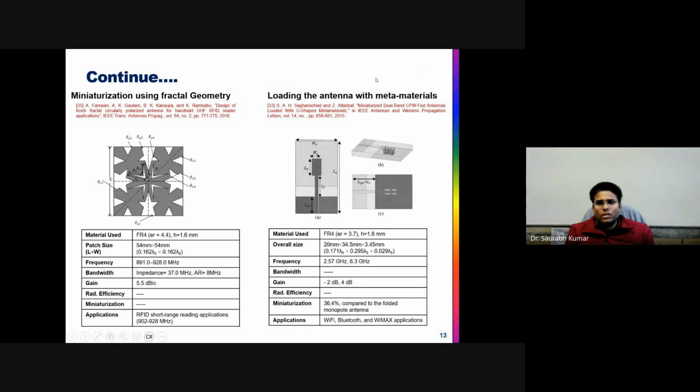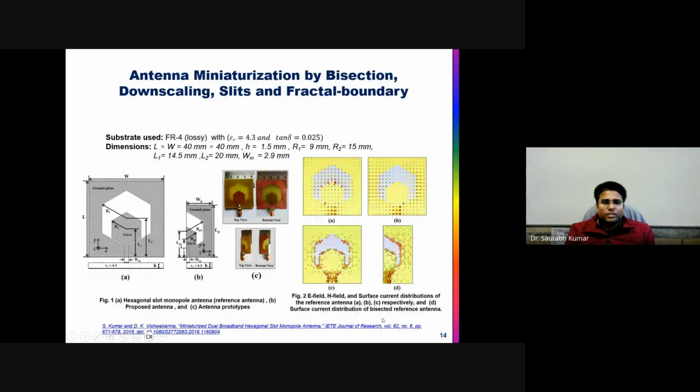It is not coming from the group, it is from some other group. The miniaturization is 36.4% compared to the normal folded monopole antenna. It is a monopole antenna. So these were some techniques. This is another technique.